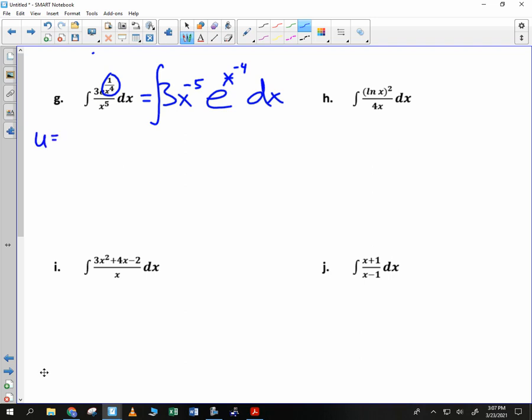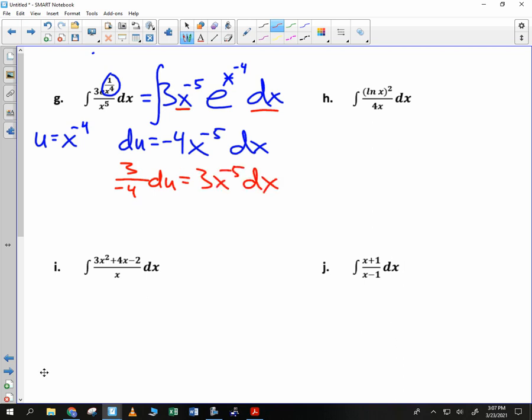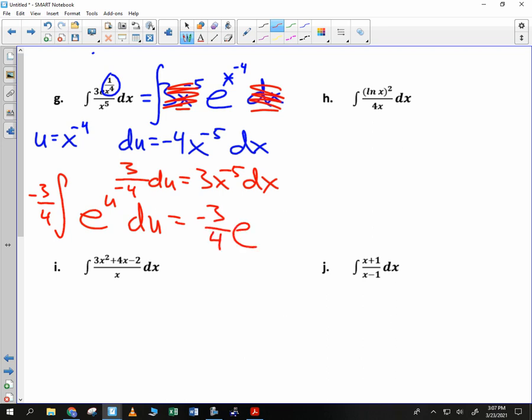U is equal to, in this case, x to the negative 4. Du is equal to negative 4 x to the negative 5 dx. Notice how you have the x to the negative 5 and the dx. You need a 3, you need to get rid of the negative 4. So 3 over negative 4 du is equal to 3x to the negative 5 dx. That's my substitution. That will make this complete. That gets rid of this guy and this guy. I'm left with e to the u. The antiderivative of e to the u is e to the u. And u in this case is x to the negative 4th, or 1 over x to the 4th, plus c.